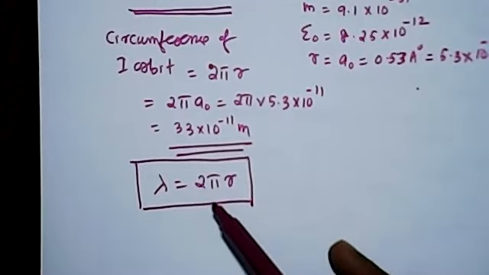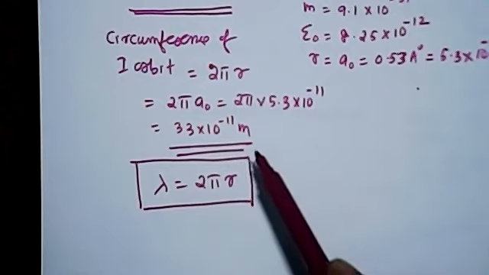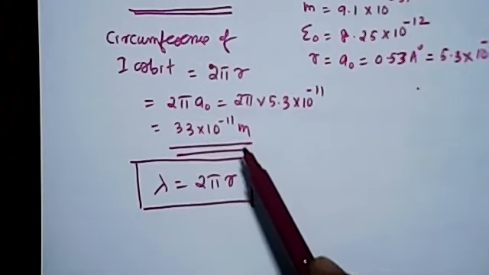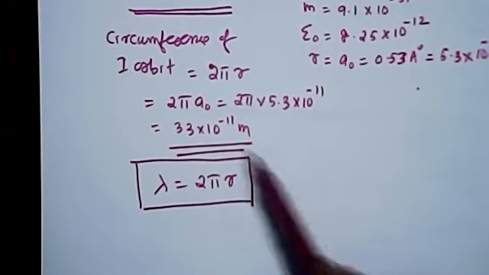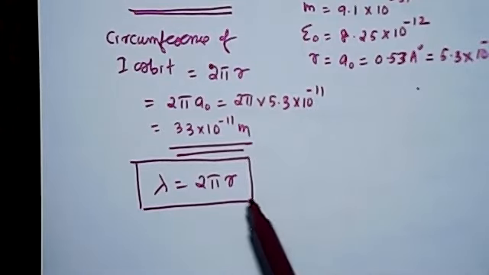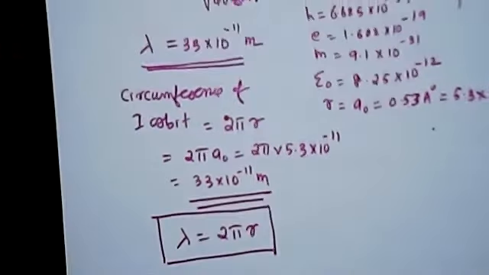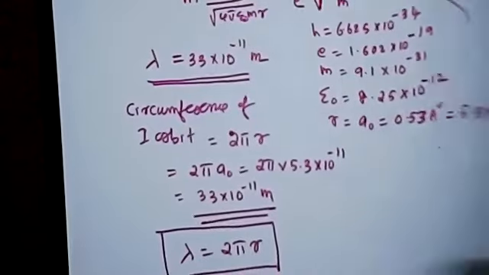This shows that the orbit of the electron in the hydrogen atom is one complete de Broglie wavelength over the circle. Okay, and for the idea to be clear, let us discuss it in a different manner.